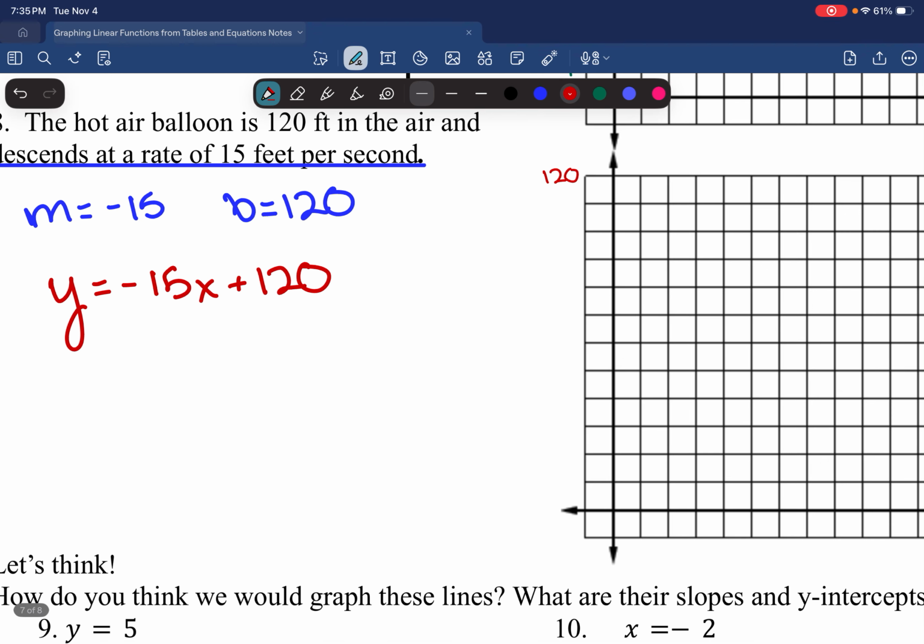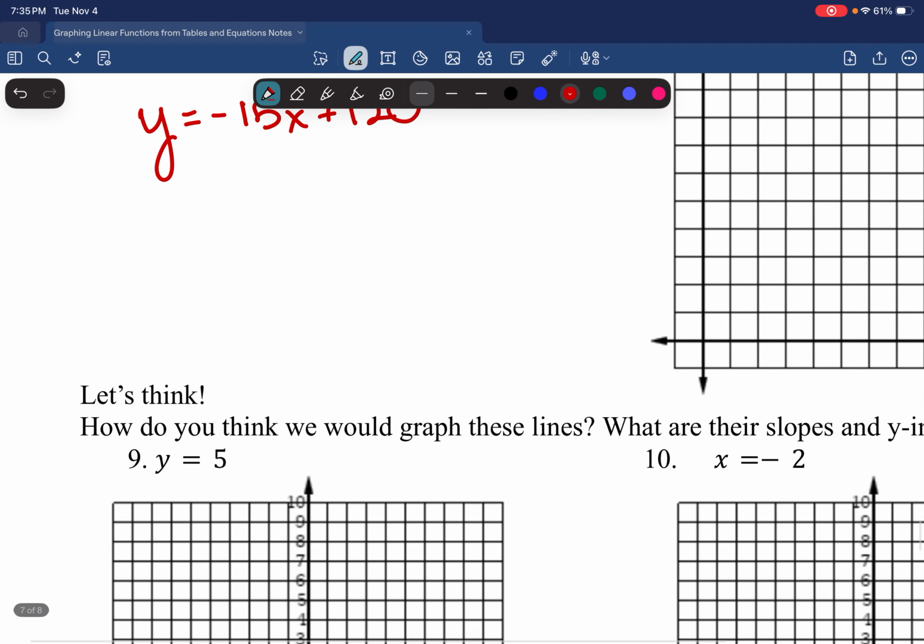So that'll be on Schoology. You should be able to do this one. Just double check your answers.